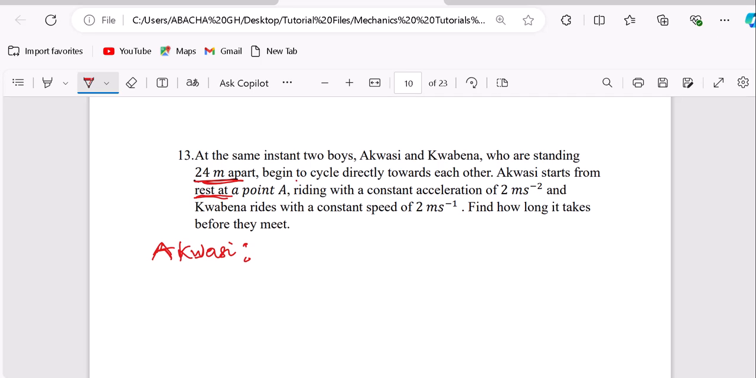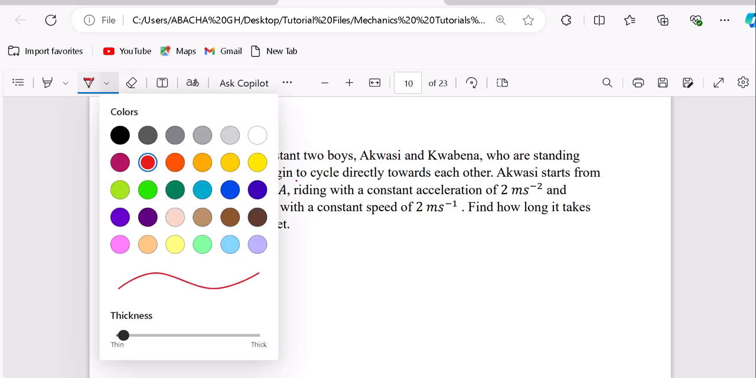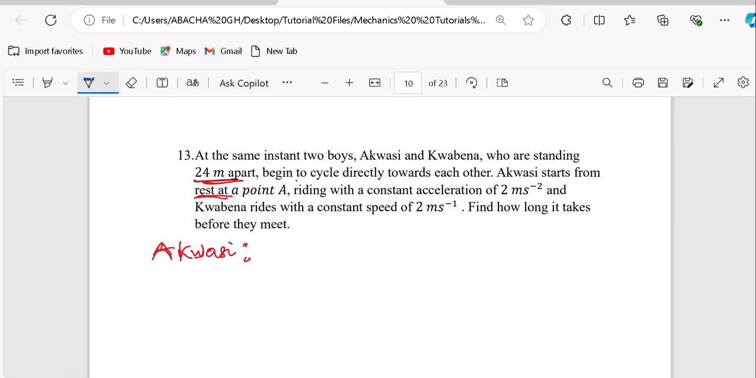this is Akwasi's information, so I'm writing it here. We know that Akwasi starts from rest. Since he starts from rest, his initial velocity is equal to 0. They are saying that he rides with a constant acceleration of 2 meters per second squared, so his acceleration is equal to 2 meters per second squared.